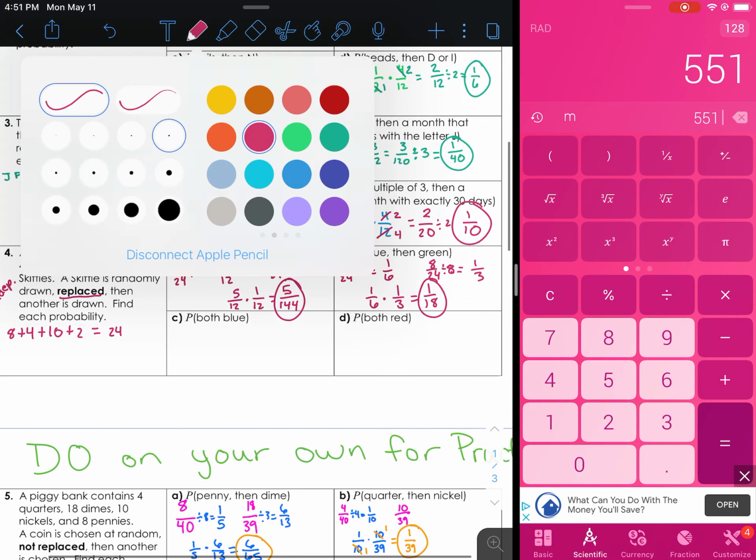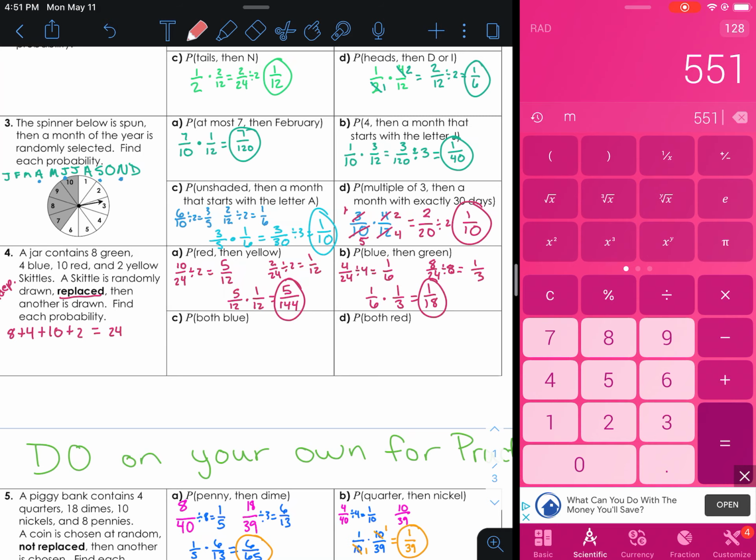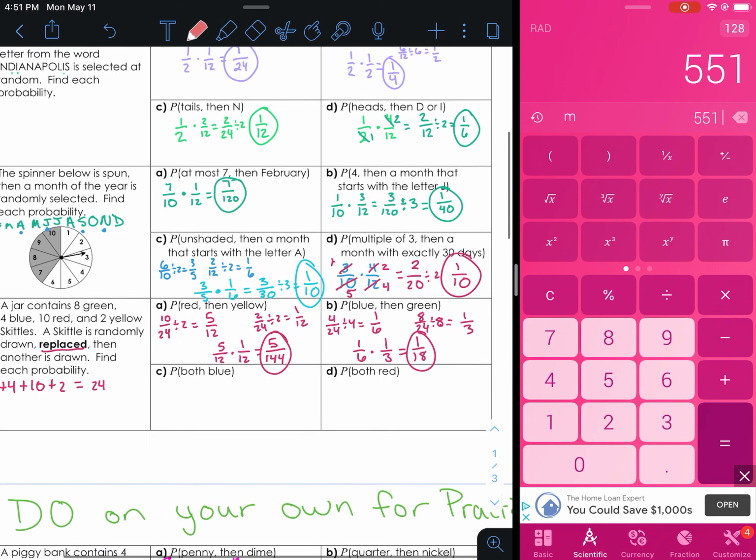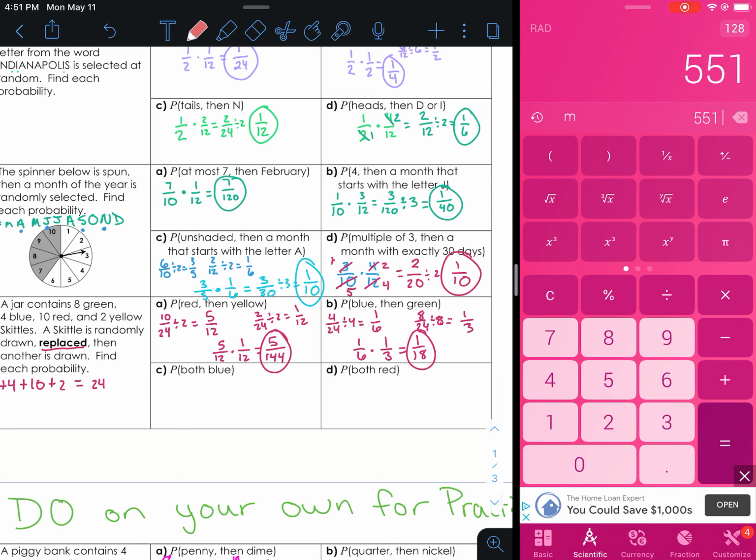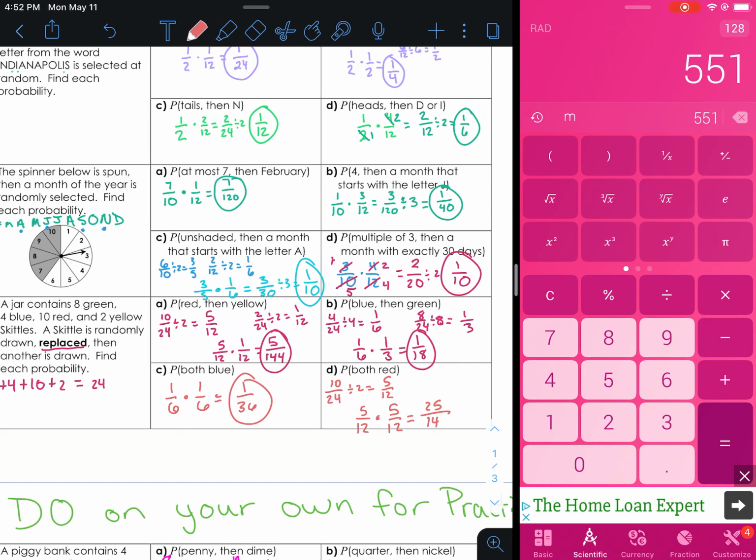Okay. Then my next one here, if I have both blue, so we know that from part B, 4/24 is reduced to 1/6. So 1/6 being blue and another 1/6 being blue gives me 1 out of 36. And my last one, letter D, red. So there are 10 out of 24. And if I reduce that by 2, that gives me 5/12. So 5/12 times 5/12. Okay, so 5 times 5 is 25, and 12 times 12 is 144. So we have 25 over 144.